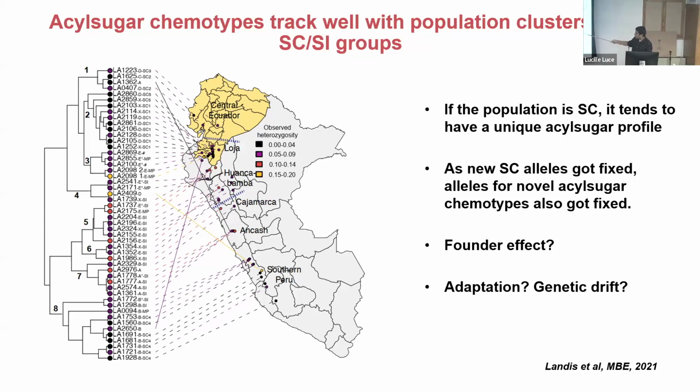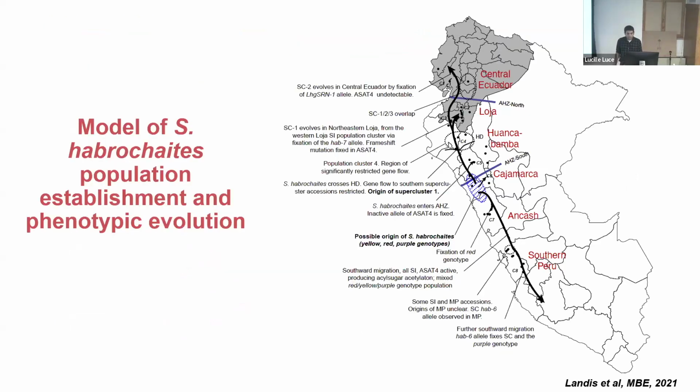So genetic drift should always be thought of as a null hypothesis, and adaptation should be tested against it. And this was very clear evidence in my mind, at least, although we could not prove any of this, that it's happening because of founder effect. In this paper, we talked about the model for the Habrochaites population that emerged over here, and then there are two branches that moved north and south, and went through all the chemotypic, genetic, and reproductive diversification as it happened.